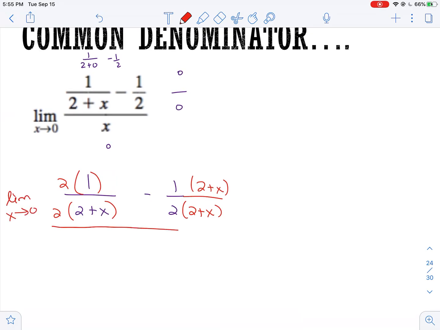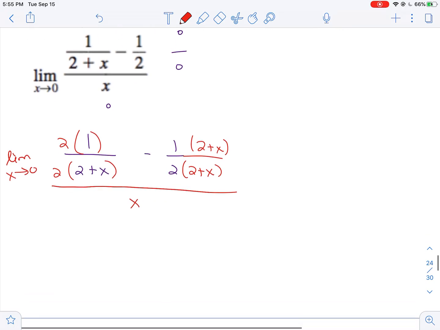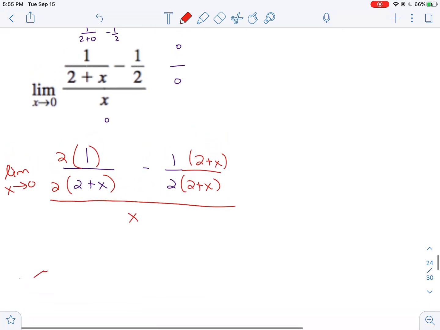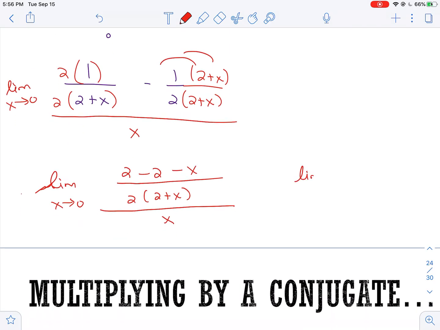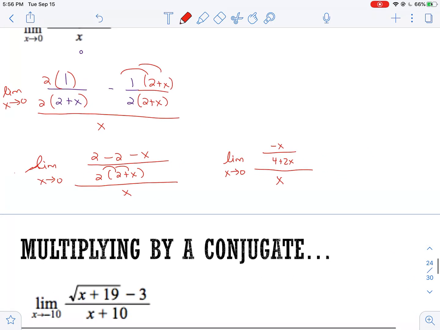So this is going to be the limit as x goes to 0, and that's how I'm going to change the numerator, and the denominator is going to stay x. And so if I simplify this, I would get the limit as x goes to 0 of 2, and then I'm going to distribute that -1, minus 2 minus x, all over 2 times 2 plus x, and then all over x. And if I simplify that, I would get the limit as x goes to 0. 2 minus 2 is 0, so I would get -x over 4 plus 2x. I just distributed here, and then all over x.